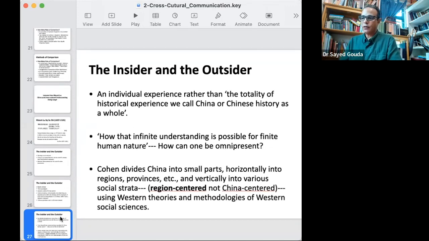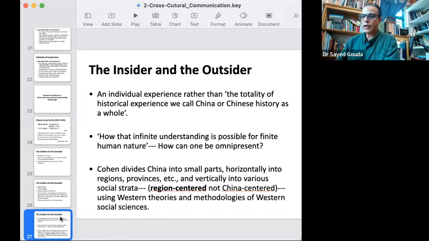It is an individual experience rather than the totality of historical experience that we call China or Chinese history as a whole. So here it's very difficult to understand history as a whole. Usually when any scholar writes about history, he writes from his own point of view. So again, it's an individual experience about a certain time, a certain incident in time. It's not about Chinese history as a whole, not about the totality of historical experience. And so we read different opinions offered by different scholars because each of them provides his own individual experience and understanding of history.